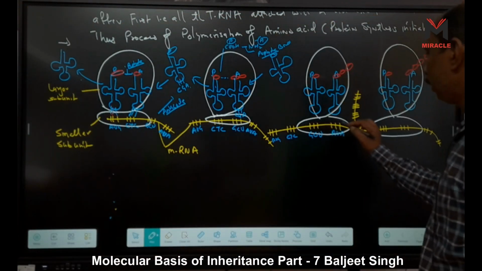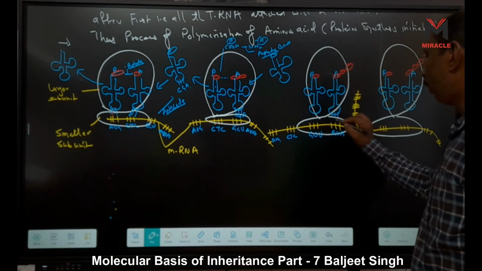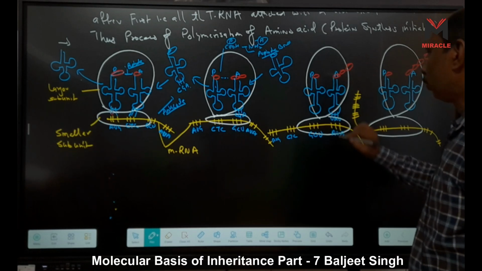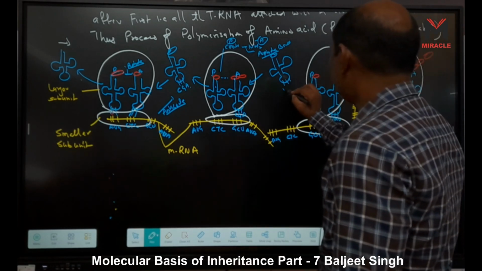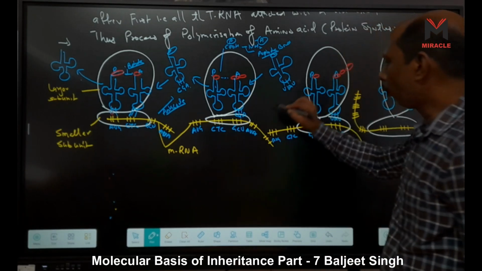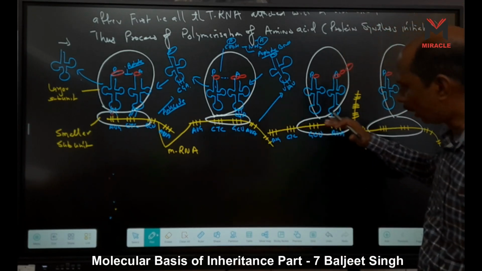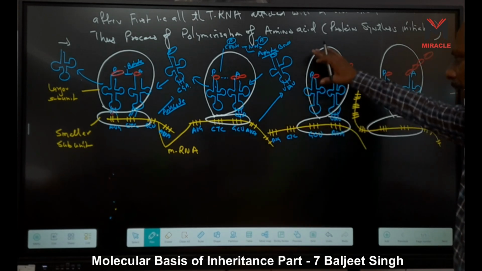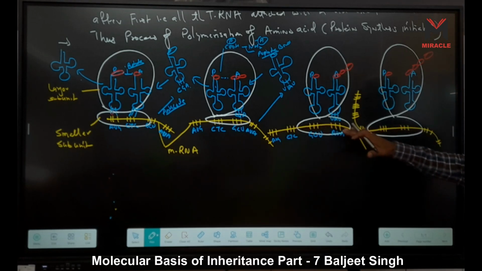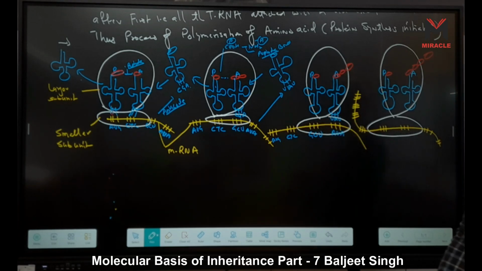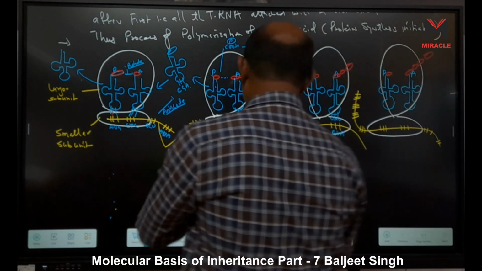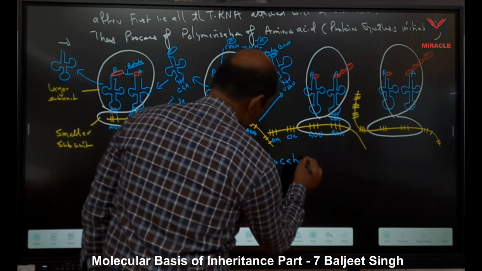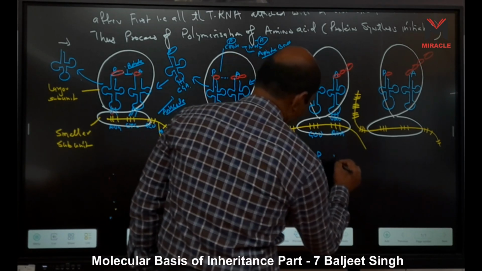Now here AUA is there. What complement is there? A means U, U means A, and A means U. So here we can write U, A, U. It is recognized by this one. When this messenger RNA is moving to this side, or this ribosome is moving on the messenger RNA, this process is called translocation of ribosome.